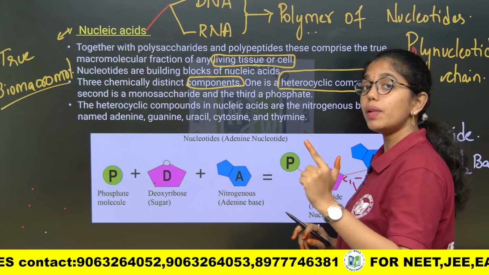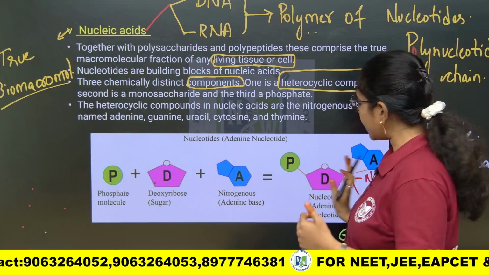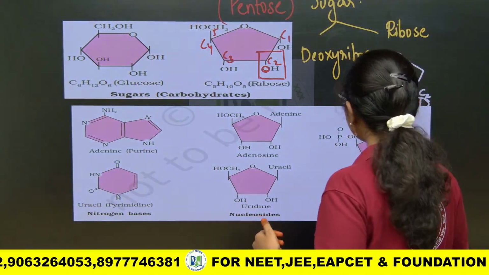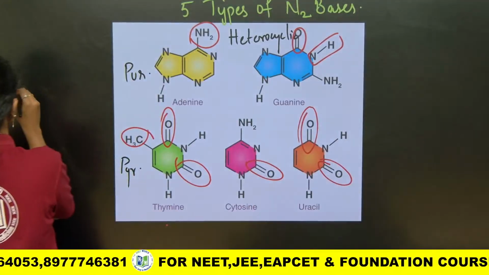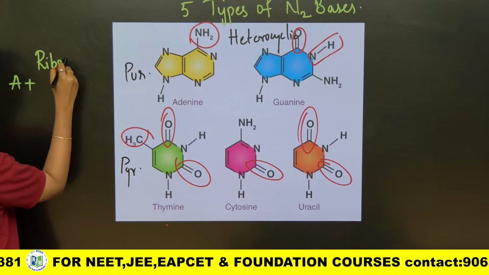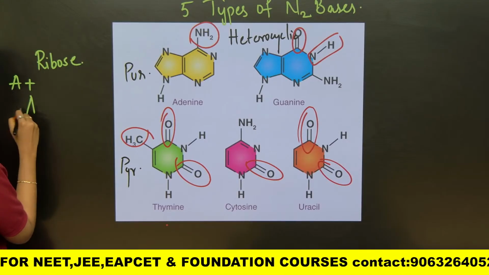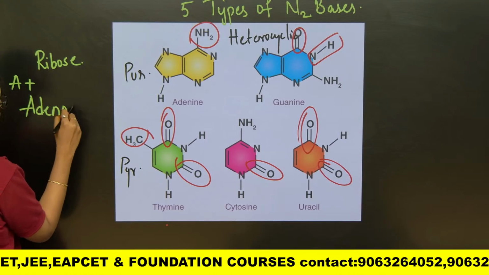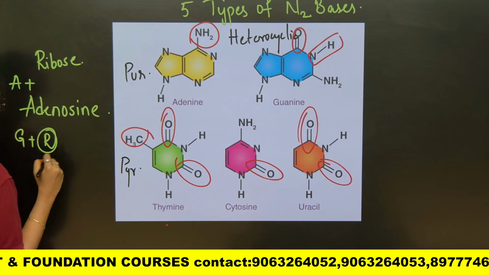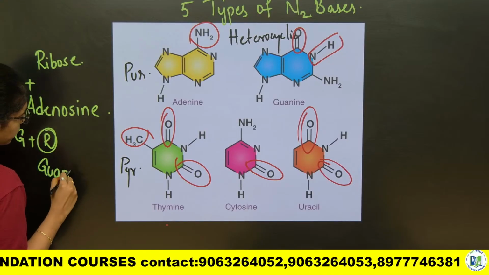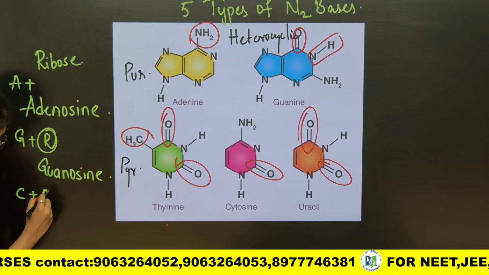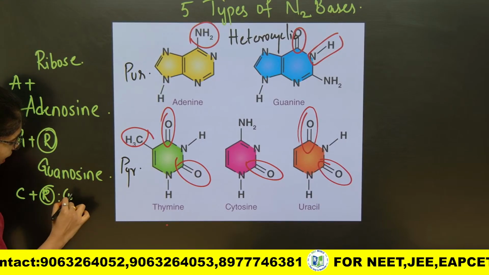As such, you will be having nucleosides like adenine combining with sugar. Adenine along with, let us suppose, ribose sugar, we will call it adenosine. Guanine along with ribose sugar is called guanosine. Cytosine along with ribose sugar is called cytidine.